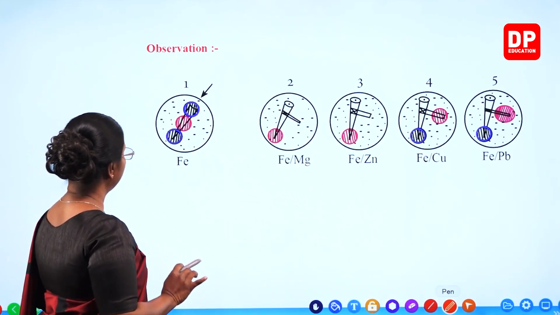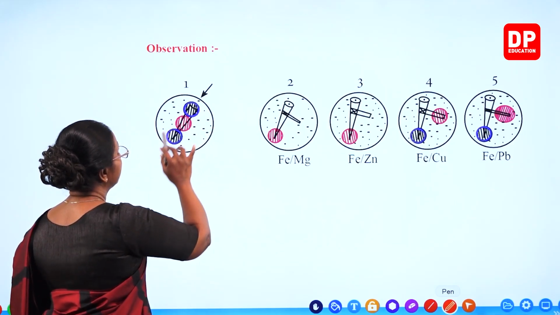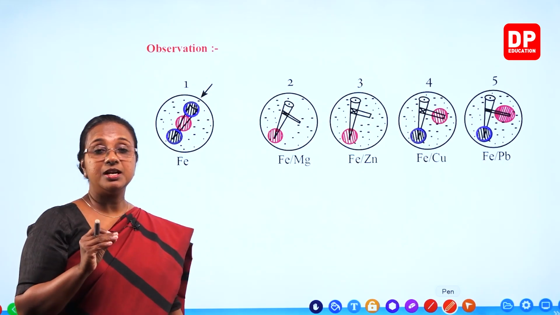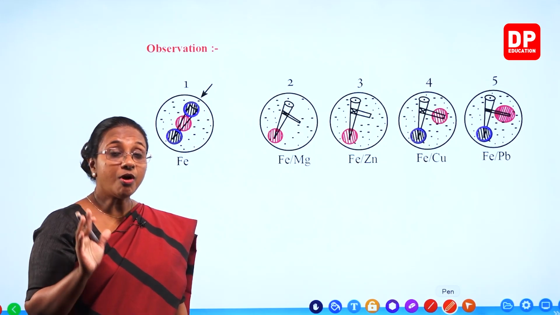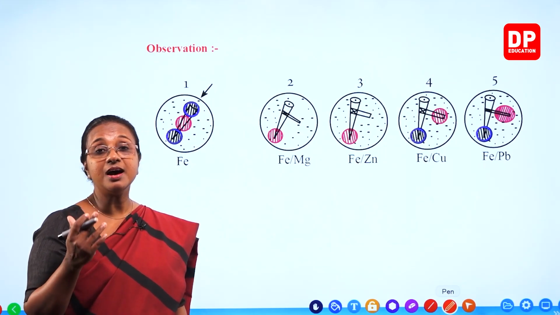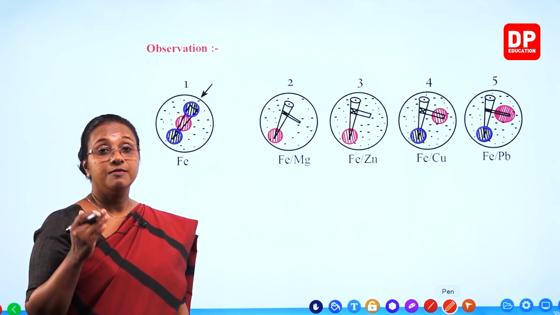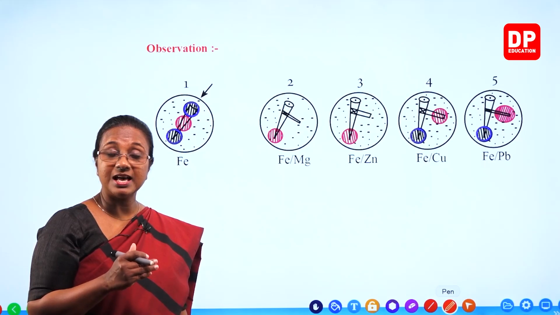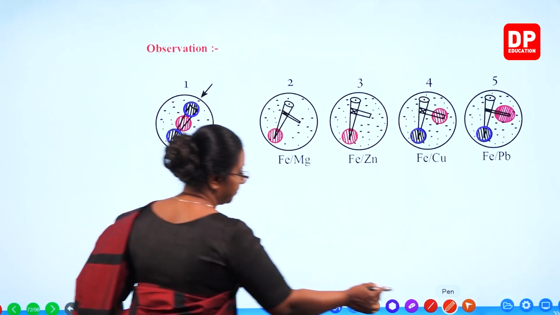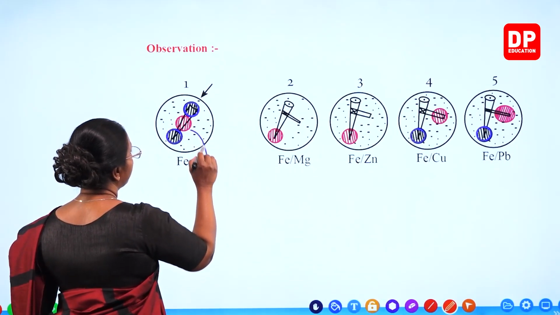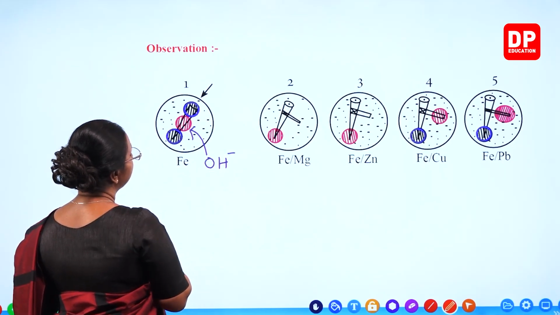So in the first petri dish where we had only the iron nail, you were able to see the regions. There was the appearance of pink color as well as blue color. So you all know pink color means there are OH minus ions, because pink color is given by phenolphthalein. Phenolphthalein in the presence of OH minus ions gives a pink color. So here there will be pink color. Now here students, in addition to the observation, I'll give you the explanation as well.